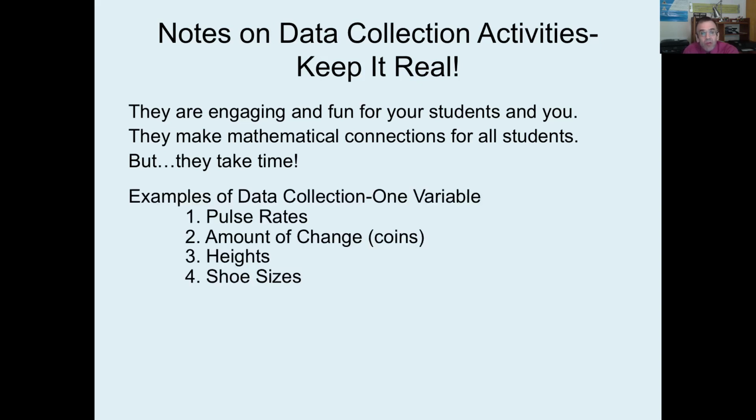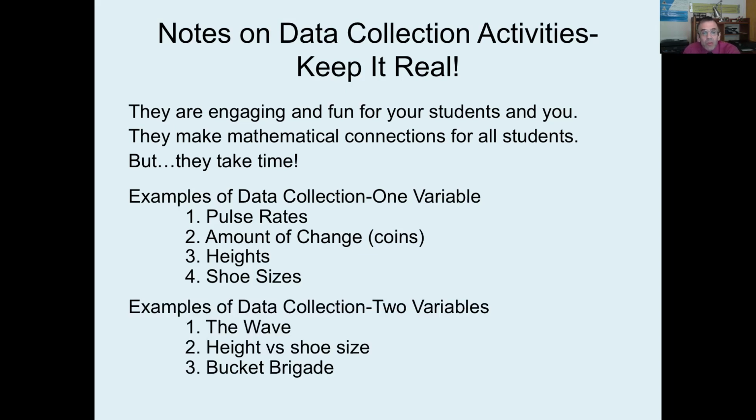Here are some examples of activities you can use to collect data using one variable: pulse rates, coins in pockets, amount of change, heights, shoe sizes. And you can modify these at various levels. You could talk about mean, median, mode for one variable data. Then in a higher level class, you could start talking about standard deviation. And then after that, you could talk about normalizing data and the standard normal curve.